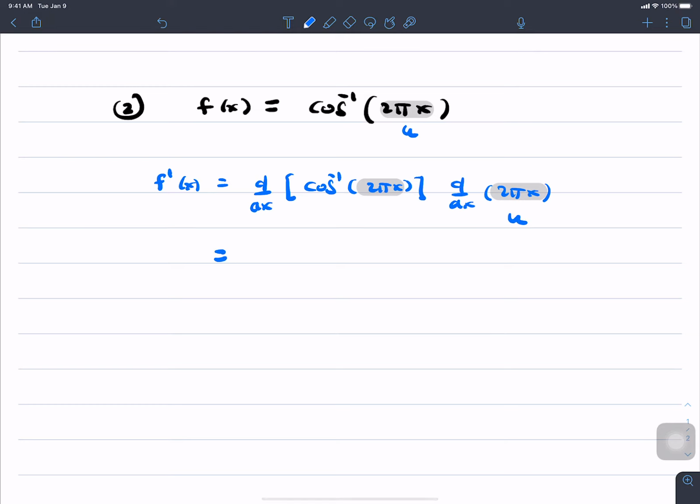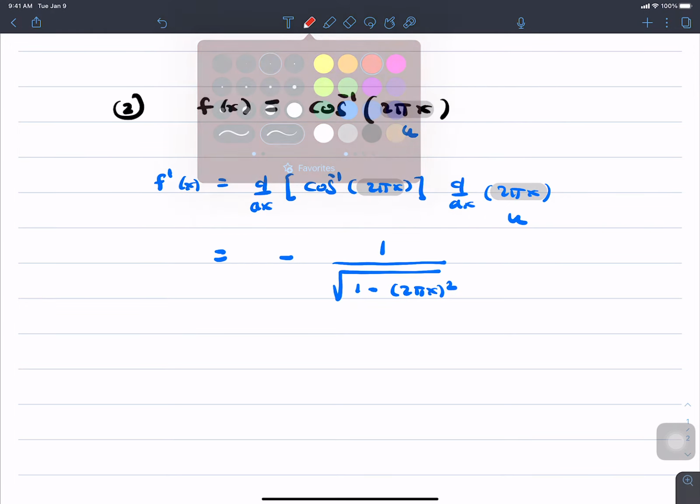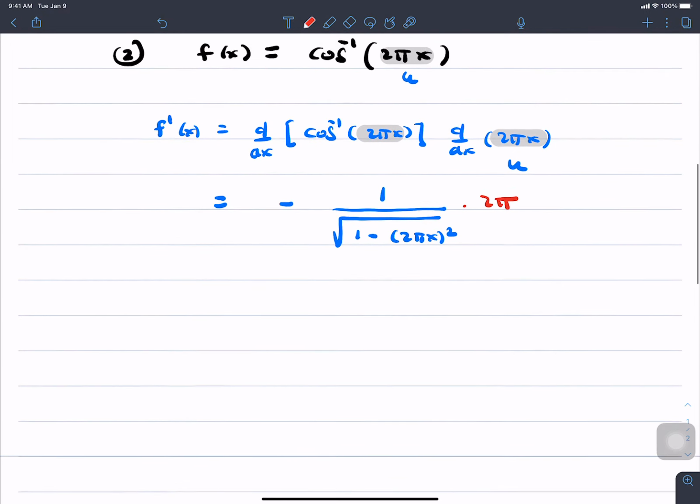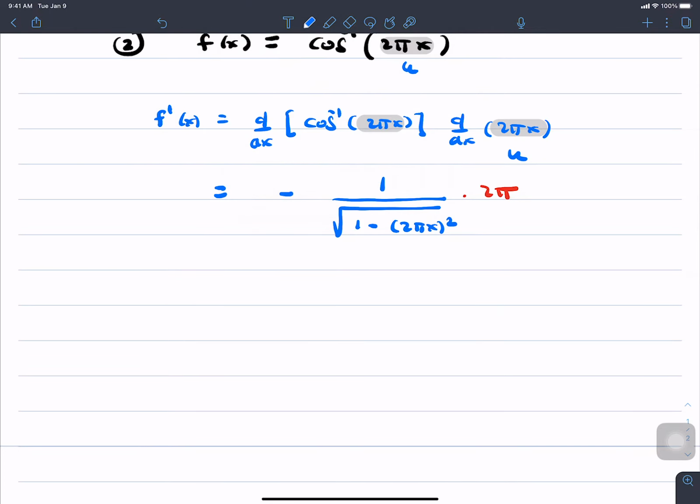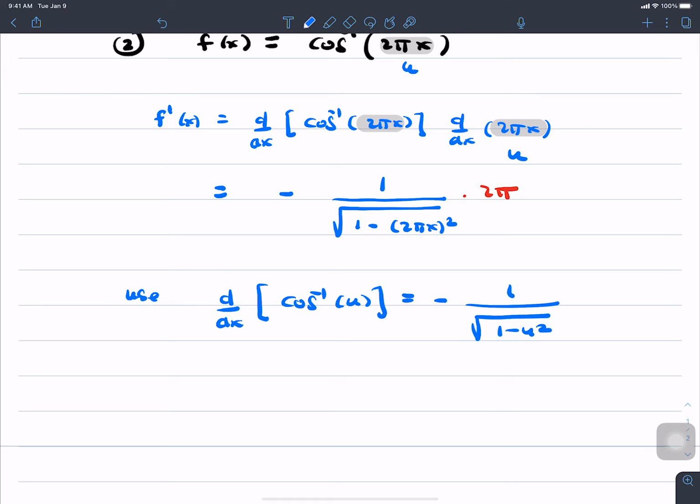Now, what this means is we have minus 1 over square root 1 minus 2 pi x squared. And then that's times 2 pi. So let's put this chain portion here. Okay, because what we are using, the formula we talked about in class, that if you differentiate the inverse cosine of u, that's minus 1 over square root 1 minus u squared du dx.